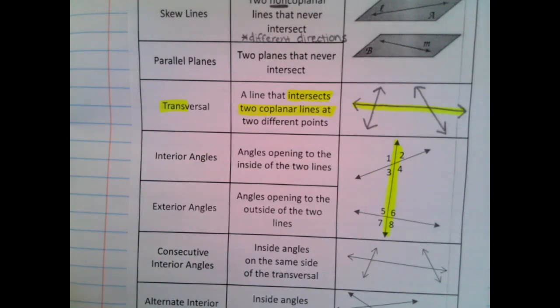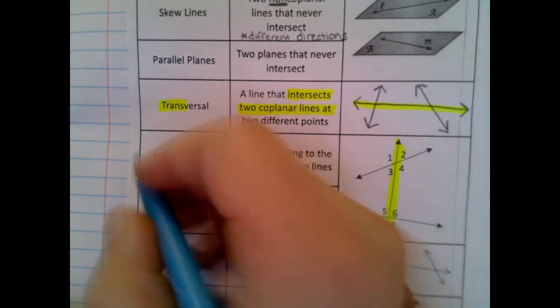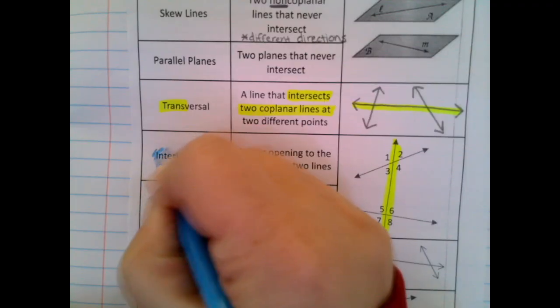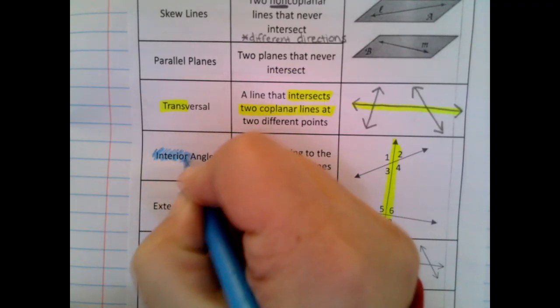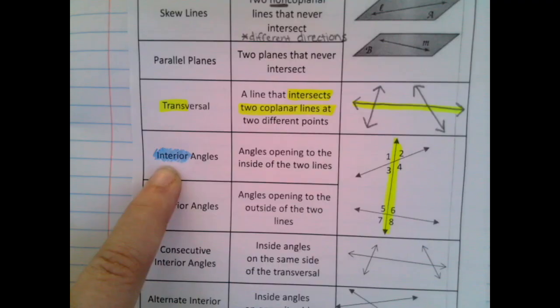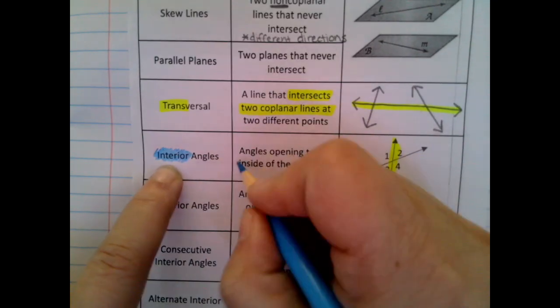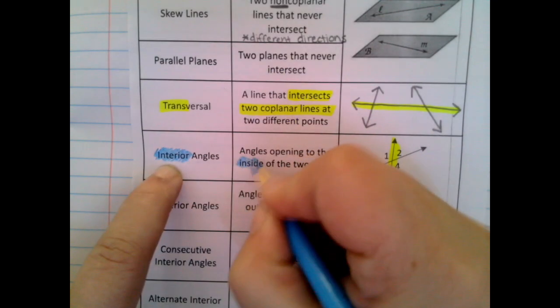Okay, and we have two words here that we're going to be working with: interior and exterior. So interior, if you're an interior designer, where are the spaces that you are designing? Interior, where is that? What part of the house? Inside. No, that would be exterior. Okay, inside. Interior is inside.